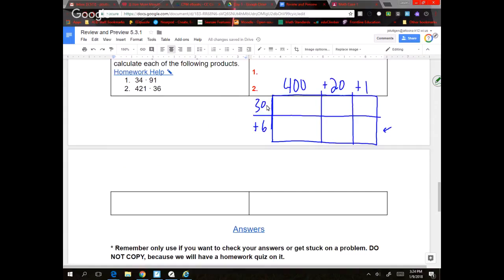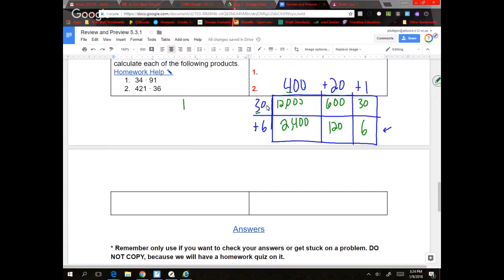Now I start filling in the insides. I should know 3 times 4 is 12. Then I have 1, 2, 3 zeros. 12,000. 30 times 20 is 600. 30 times 1 is obviously 30. 6 times 1 is 6. 6 times 20 is 120. And then 6 times 400 is 2,400. Now I just have to add all these up.